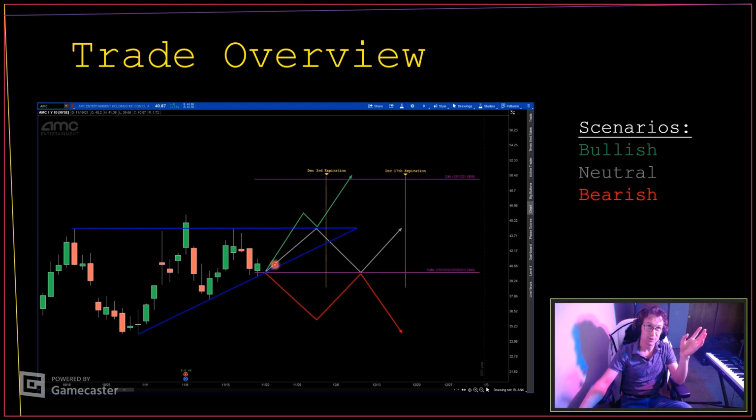Ideally, of course, we see the biggest fat green candle you've ever seen in your life. Poof, go straight up. And that's what I'm hoping for, but you can't trade around those kinds of expectations.